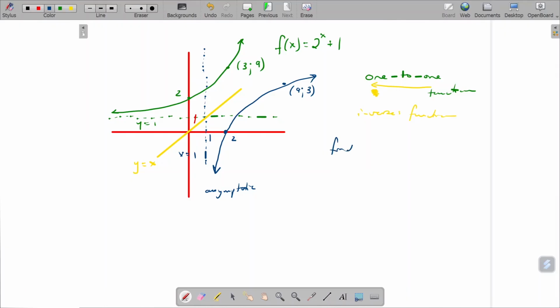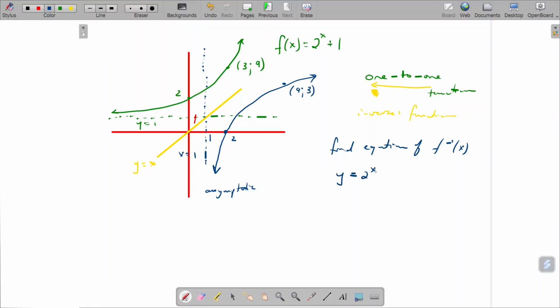Okay, what about this blue graph's equation? Can we find the equation of f to the minus 1 of x? Well, we've been through this before. We can do our steps. Okay, 1, write it in y notation. So we're going to write y equals 2 to the x plus 1. Okay, we're going to do our swap of x and y. So x equals 2 to the y plus 1. And now we're going to work to get y by itself.